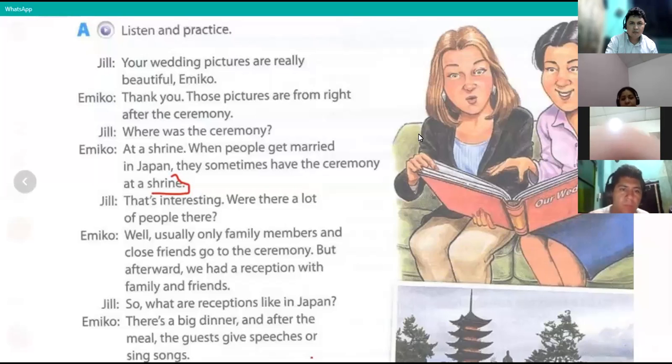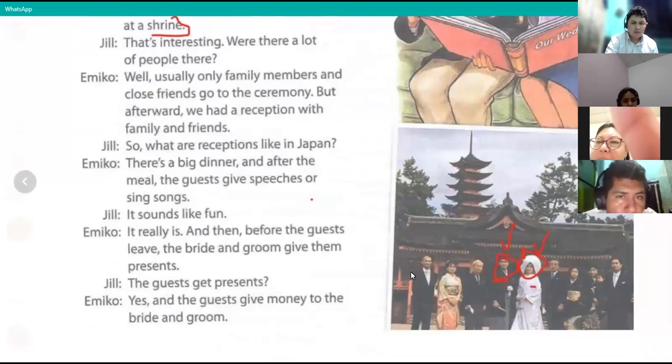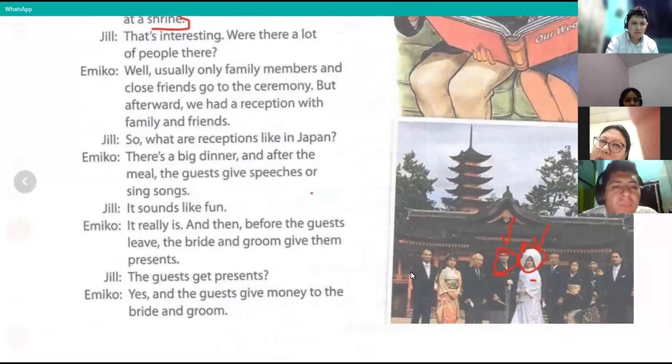Okay. Go to ceremony, but afterward we had a reception with family and friends. So, what are receptions like in Japan? There is a big dinner, and after the meal, the guests give speeches or sing songs. It sounds like home. It really, really is. And then, before the guests leave, the bride and groom give them presents. The guests get presents? Yes, and the guests give money to the bride and groom.